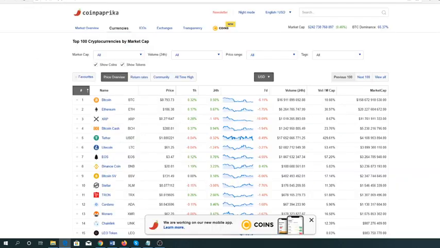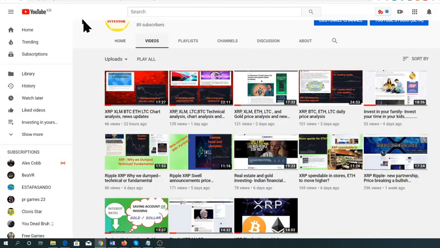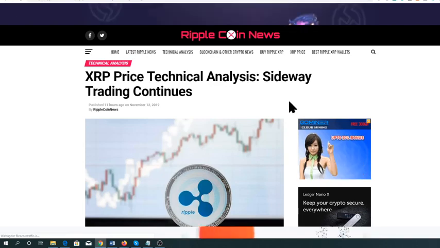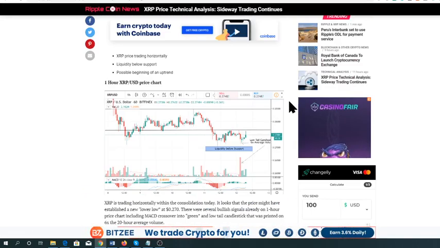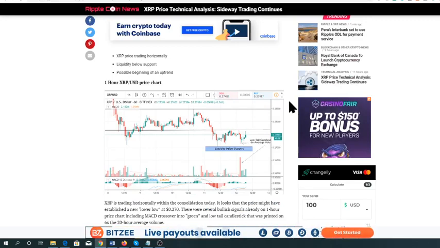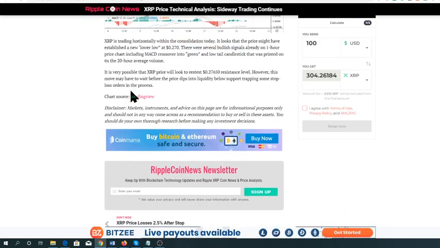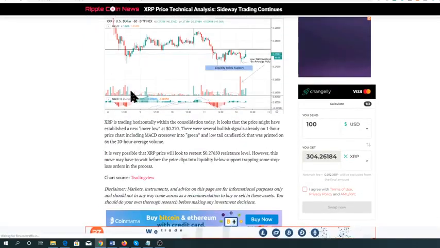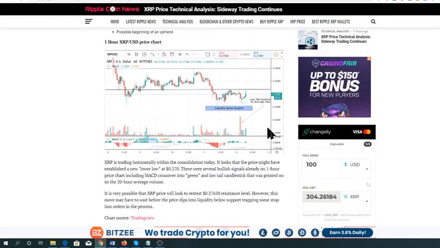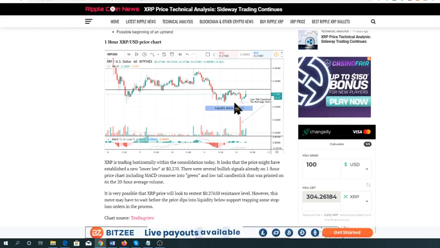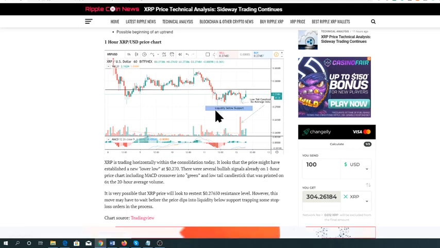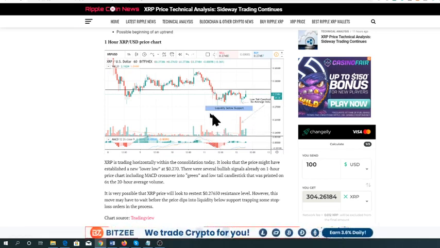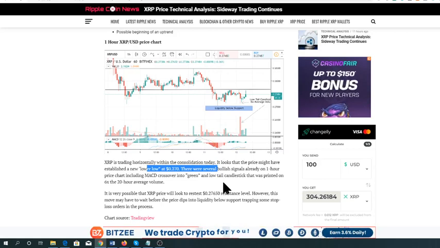Now as we just went through the charts, we'll see news updates. The first one is XRP price technical analysis, sideways trading continues. As I did mine, this is from another analyst on the 1 hour time frame. He's showing that there is liquidity support below and we are bouncing off from that level, and the previous level is acting as resistance. So you have to watch the price level, the low at 0.27.